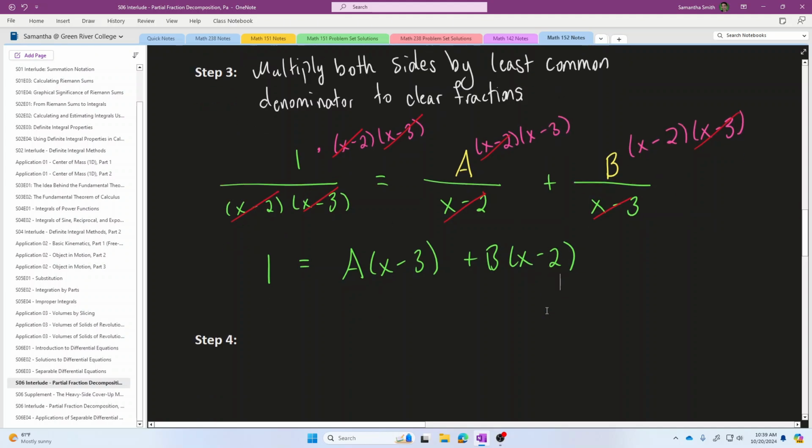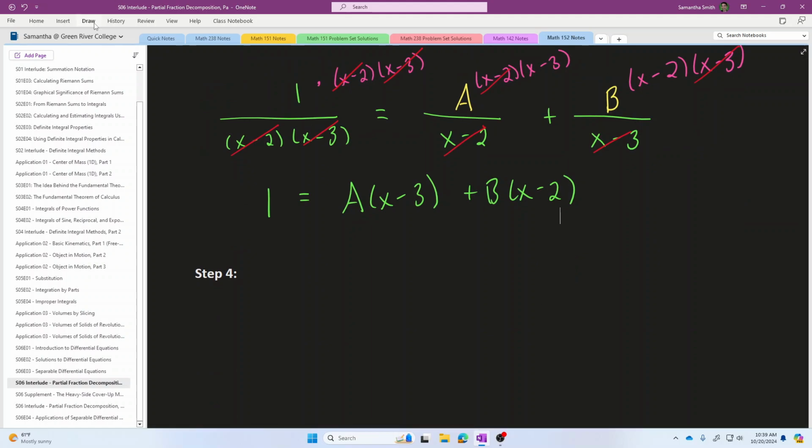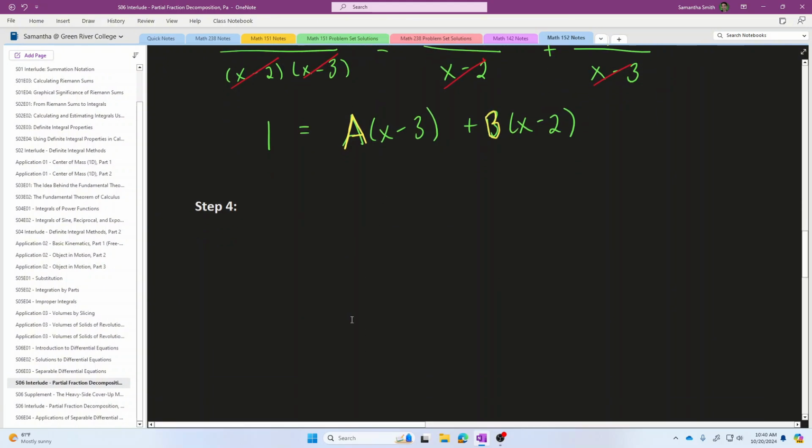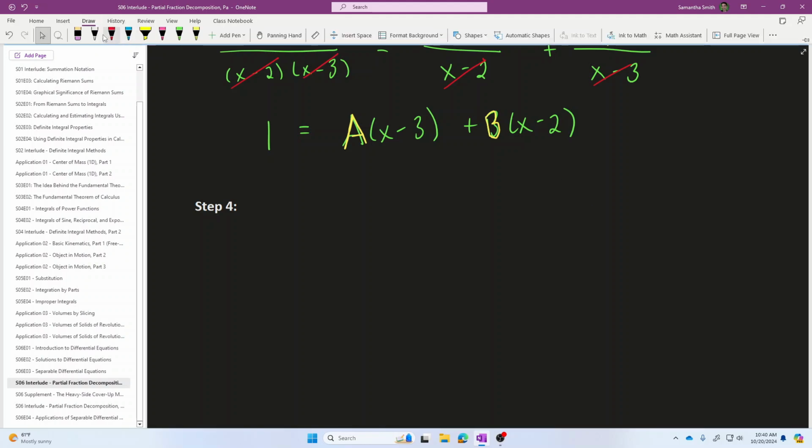Okay, now remember that our goal here is to find the constants A and B that make this left side equal to this right side. Our goal is to find A and B. And if you need to find two unknowns, then you need at least two equations to make that possible. So to create the two equations that I need to find A and B, here's going to be my process.